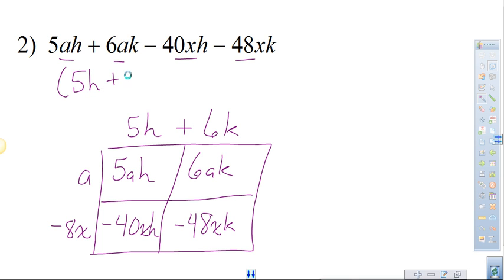Whenever you have an even number of terms, it makes it so much easier. This works with 6 also, by the way, which is totally crazy. Maybe I'll show you one of those for warm-up, too. Boom, you're done.